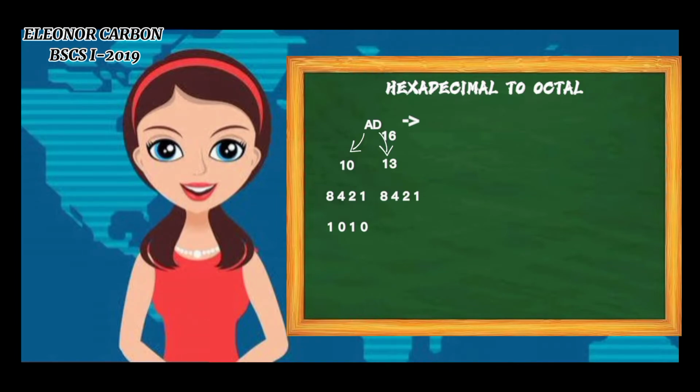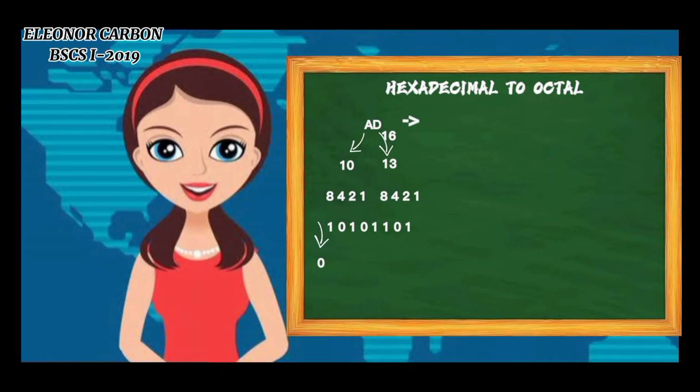So 13 basically 8 plus 4. So replace natin yung two numbers with 4 and 2 and 1. Let's replace it with a 0. So 10 is equivalent to the binary number of 101. At 13 can be represented as 1101.